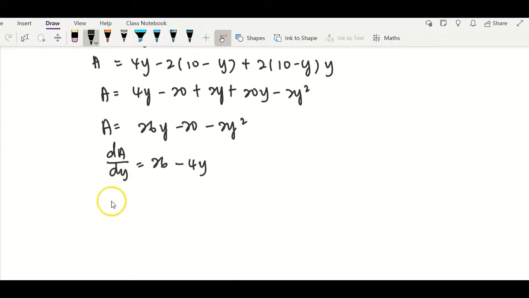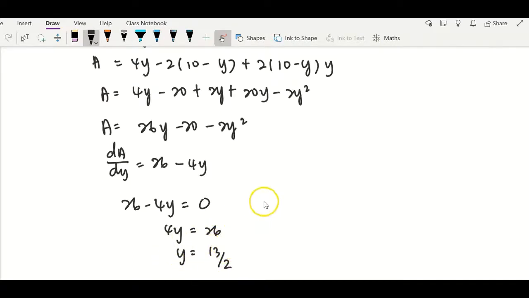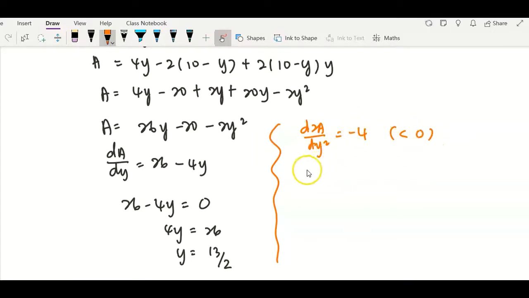To get the A maximum, we need to let dA/dy equal 0. Then I have this, for y equals 26 over 4, which is 13 over 2. Now we're not sure whether the y will make our A maximum or minimum. You can test with the second derivative test. Get your d2A/dy2. You got negative 4, which means that it's always negative. So our conclusion is A is maximum when y equals 13 over 2.